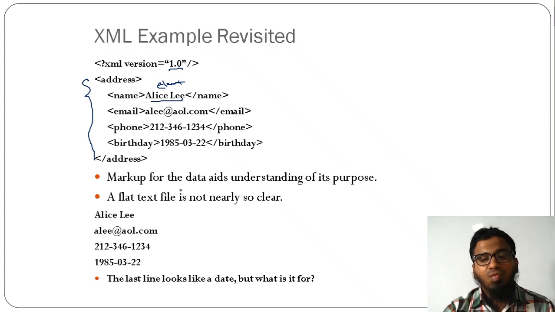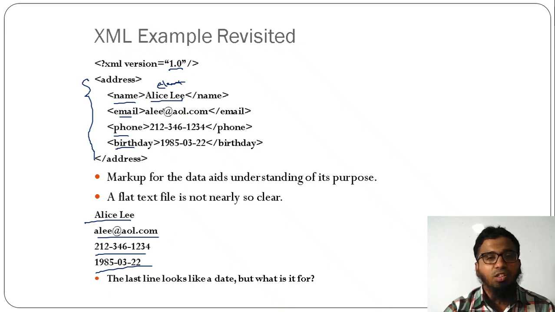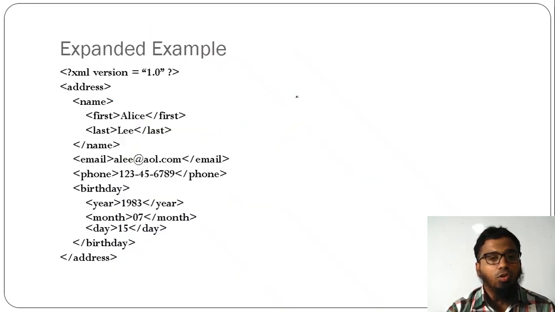And here the markup for the data adds understanding of its purpose, and flat text is not nearly so clear. If you write the data like this, it is not clear, but when you write it this way you can easily identify, okay, this is a name, this is the email ID, this is a phone number, and this is a date of birth. So this is the difference, the advantage of XML, and you can use this in different applications also.